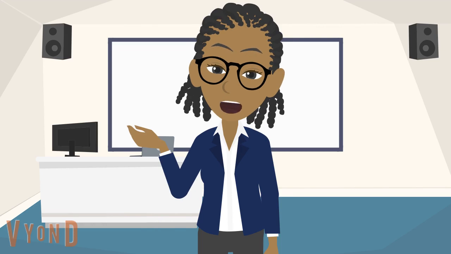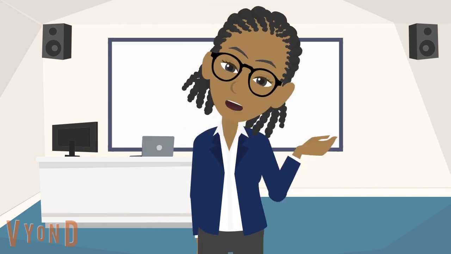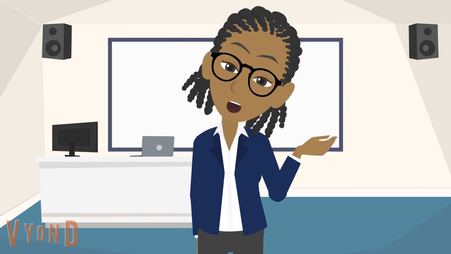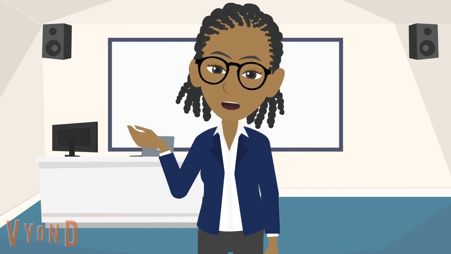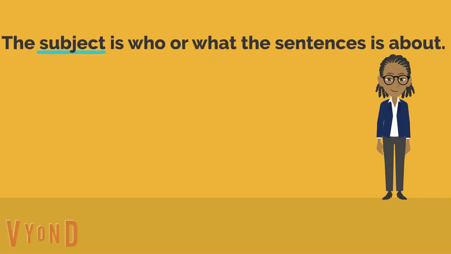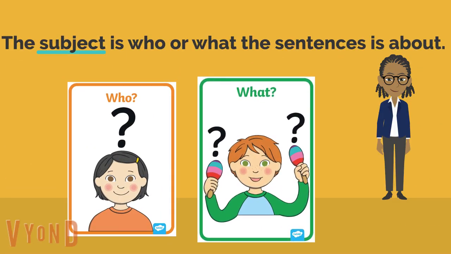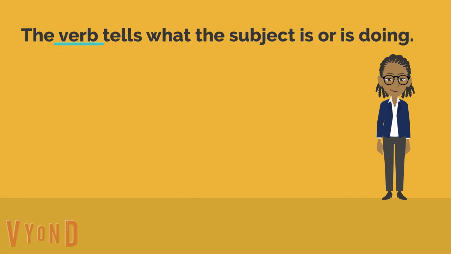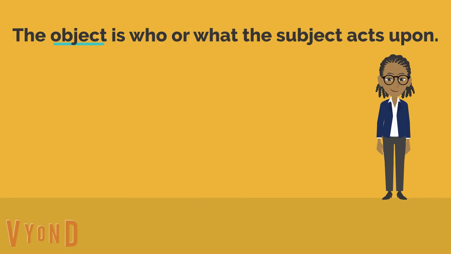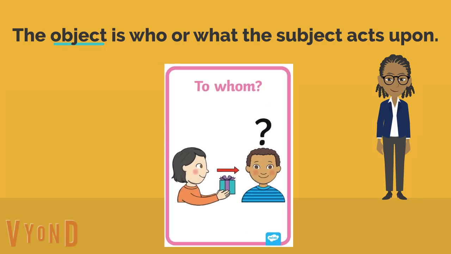Over the next few videos, we will learn more about each of these different parts of the sentences. First, let's find out what they mean. The subject is who or what the sentence is about. The verb tells what the subject is or is doing. The object is who or what the subject acts upon.